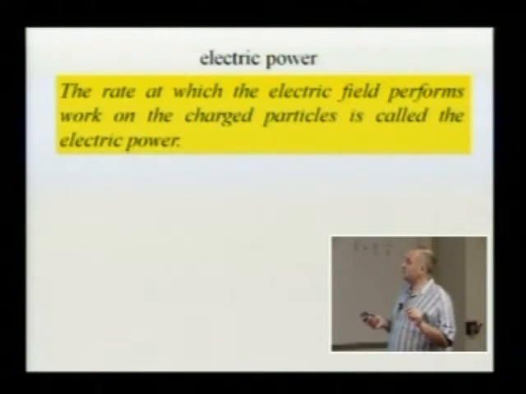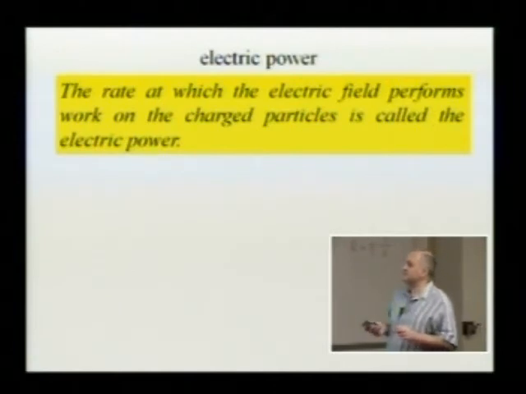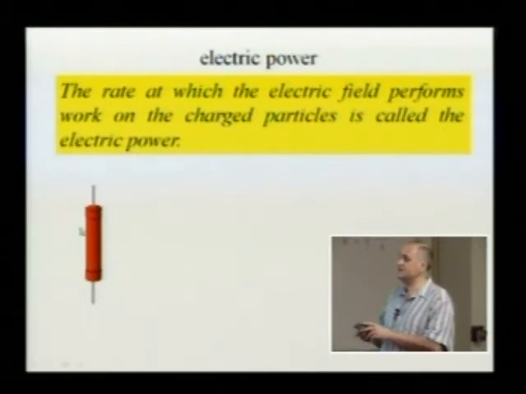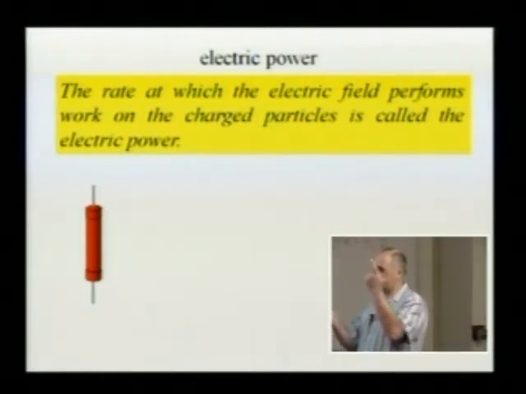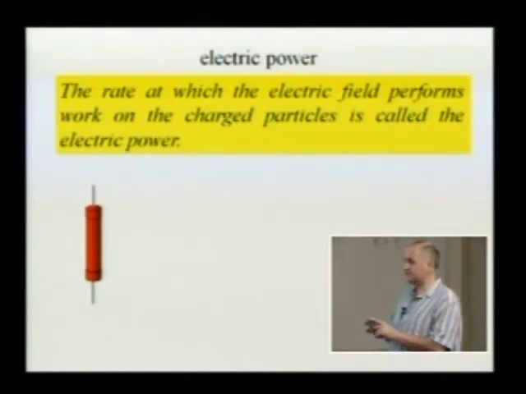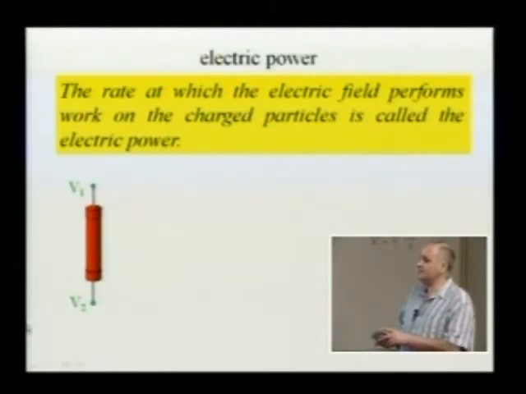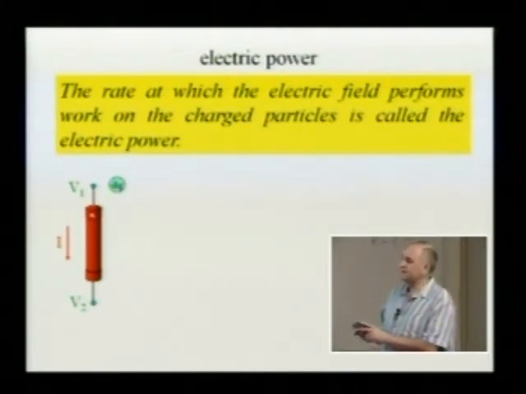In general, electrical power is the rate at which the electric field performs work on the charged particles. Now let's try to establish it. It's not necessarily a resistor; let's say that we have a certain element, and there is a certain current and a certain potential difference across this element. Let's say that the potential at the top is V1, the potential at the bottom is V2, and see what will happen if charge dq moves from one side to the other side of this element.